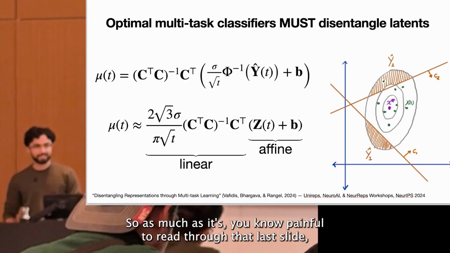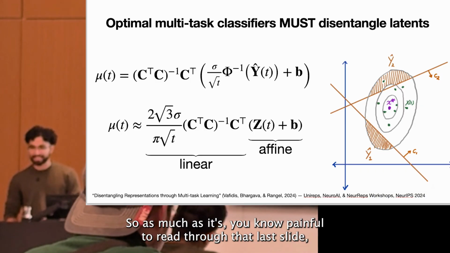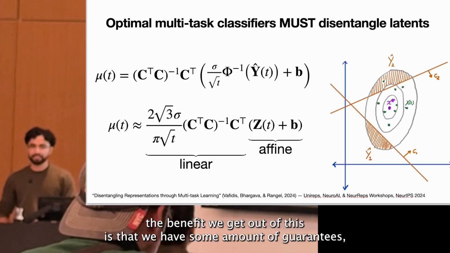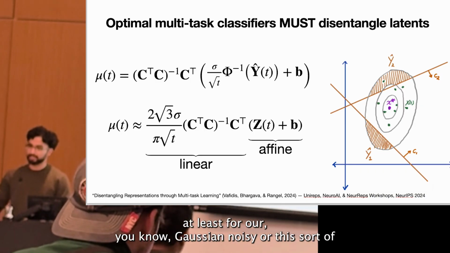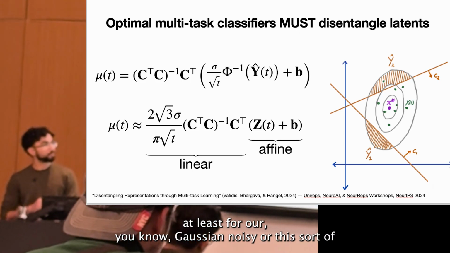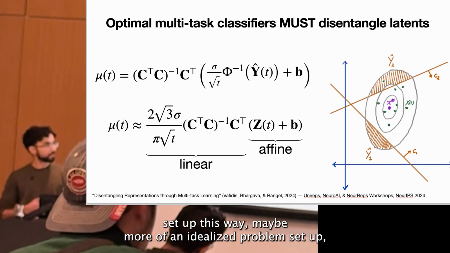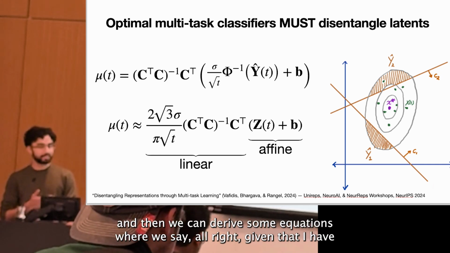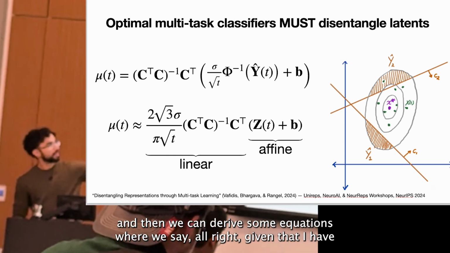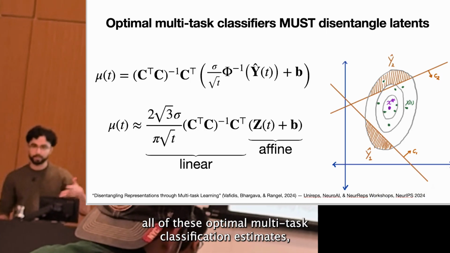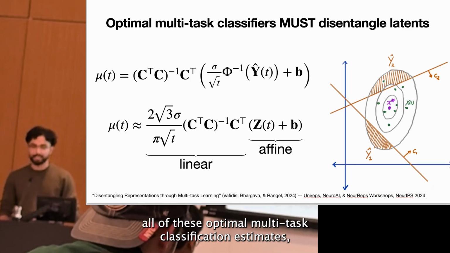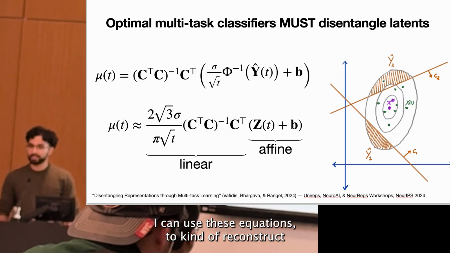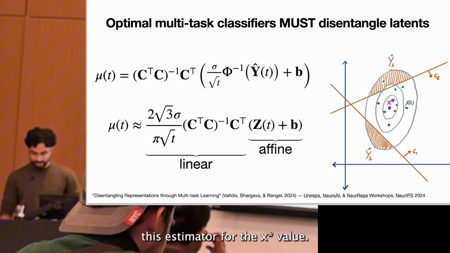So as much as it's painful to read through that last slide, the benefit we get out of this is that we have some amount of guarantees, at least for our Gaussian noise setup, maybe more of an idealized problem setup. We can make some guarantees, and then we can derive some equations where we say, all right, given that I have all of these optimal multitask classification estimates, I can use these equations to reconstruct this estimator for the X star value.